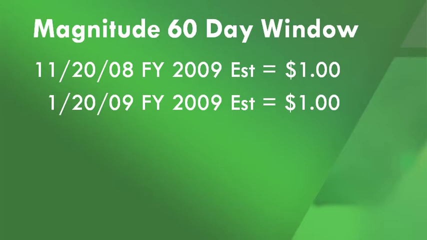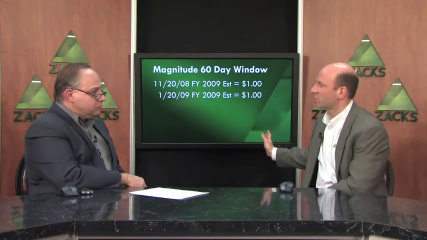In the 60-day window of time, looking forward 60 days, on January 20th, we see that it's still $1. Okay, so what we would say is in that 60-day window, there's no change in the estimate. That's pretty neutral. It's most likely going to be a Zacks rank of 3.